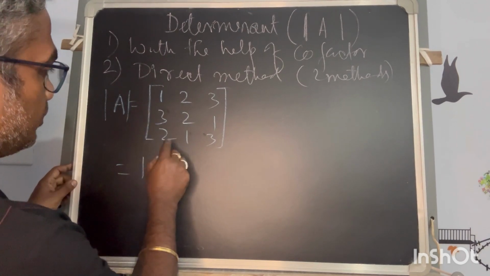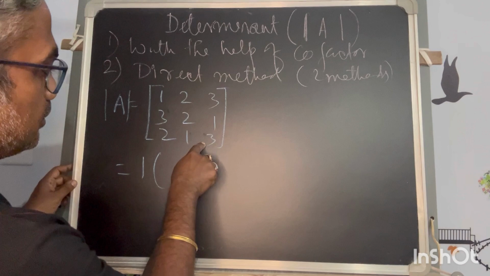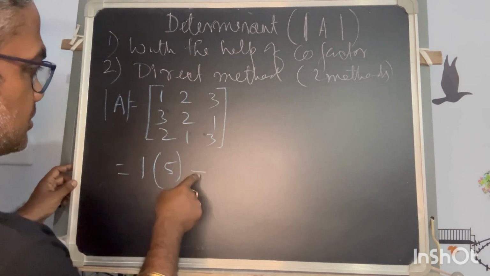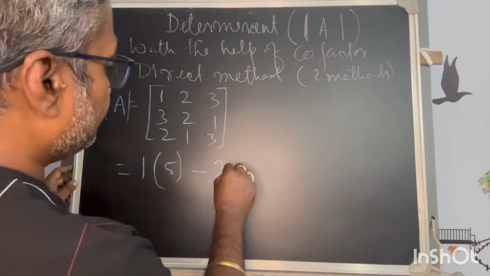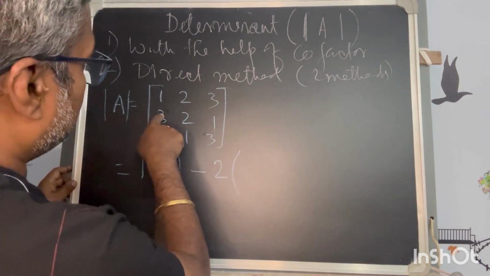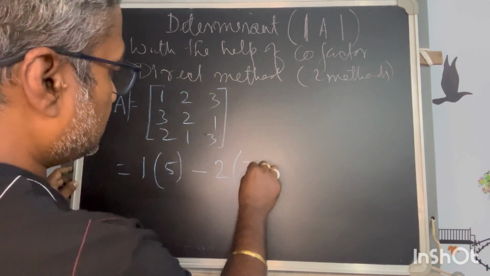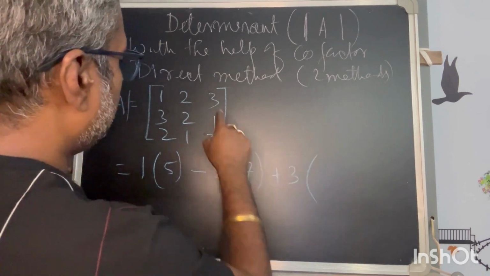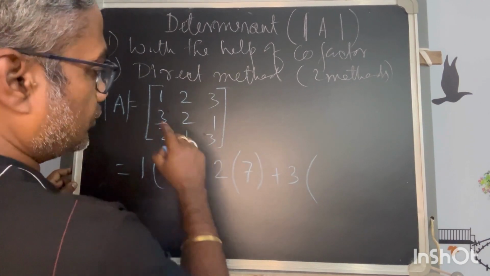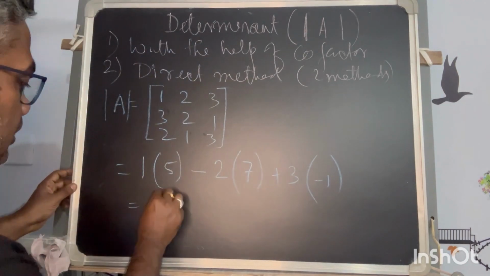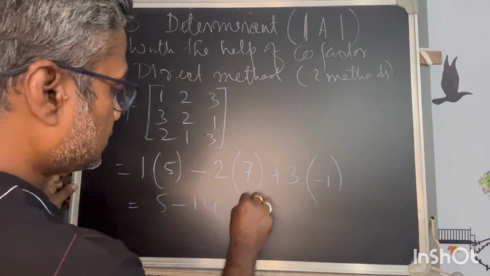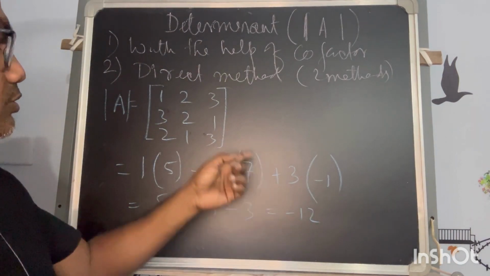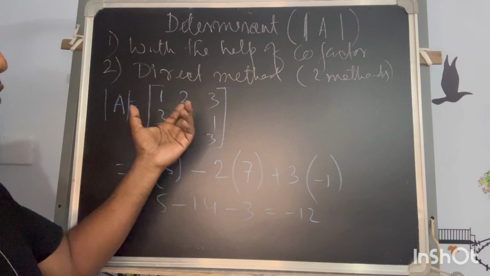Element 1 into 2 into 3, 6 minus 1, that is equal to 5. Alternate plus, minus: this is plus, this is minus. Then the second element 2, into 3 into 3, 9 minus 2, 7, plus the third element 3 into 1, 3 minus 4, that is equal to minus 1. So here 5 minus 14 minus 3, that is equal to minus 12. So you can see the result becomes minus 12. This is a very straightforward method, and you need not calculate the cofactors.